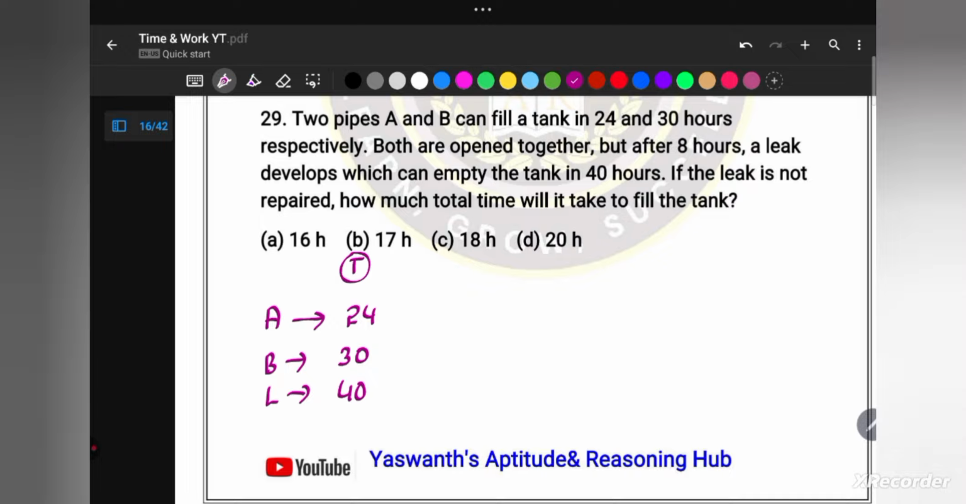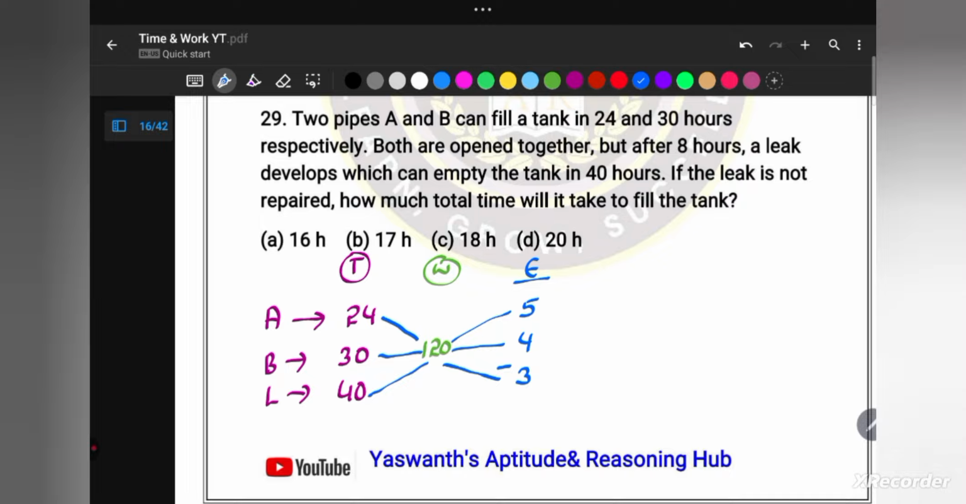Next step, we will be finding the work. The work will be 120, which is the least common multiple of all these given numbers. Now we'll be finding the efficiency. For A, 120 by 24 is 5. For B, 120 by 30 is 4. For the leak, 120 by 40 is 3, and the leak is negative, so we take it as minus 3.